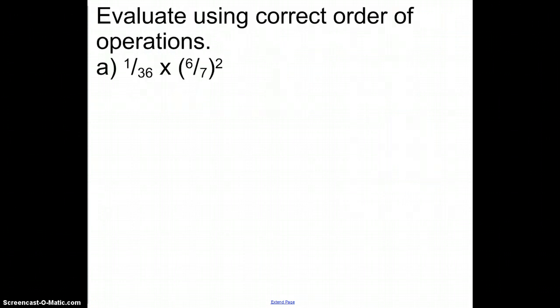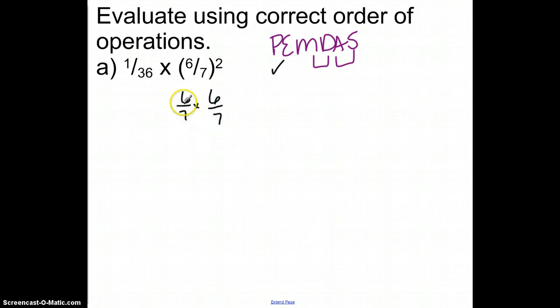Okay, now, order of operations is our next piece. Remember the Please Excuse My Dear Aunt Sally. So parentheses in this one are really for this fraction to be with this exponent. So there's not true parentheses in this one. So I'm going to check that off. If I do exponents, 6 over 7 squared would be 6 over 7 times 6 over 7. So 6 times 6 is 36. And 7 times 7 is 49. And I'm going to bring this first part of the problem down.